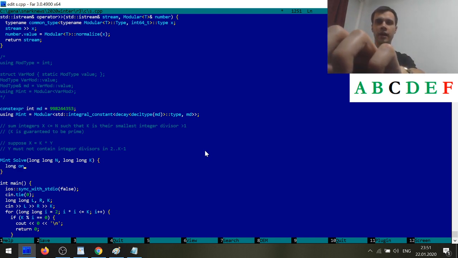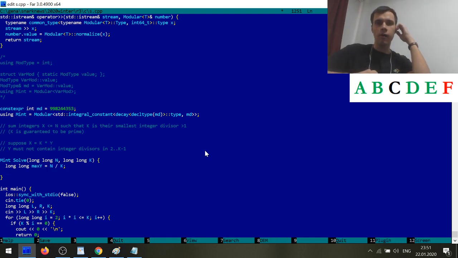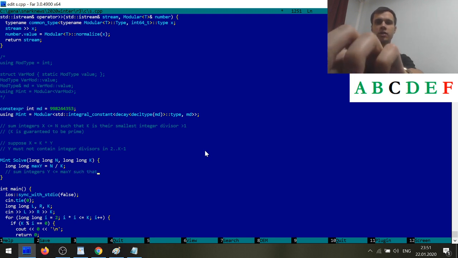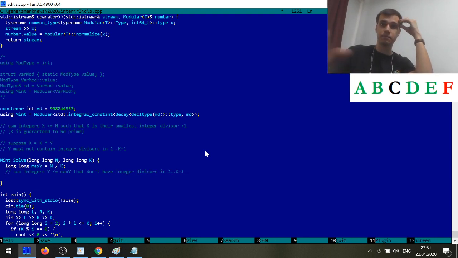So basically, I have some upper bound on y. It will be n divided by k. And now I want to find the sum of integers y at most max y, such that they don't have integer divisors from 2 to k minus 1, okay? That's what I want now. And then I will multiply this sum by k, and it will be my answer.